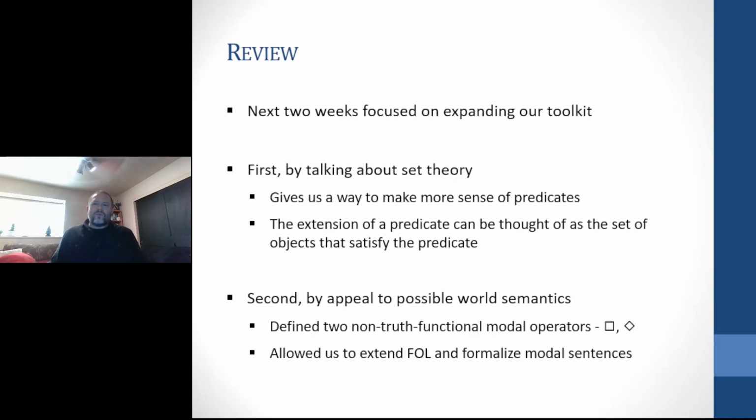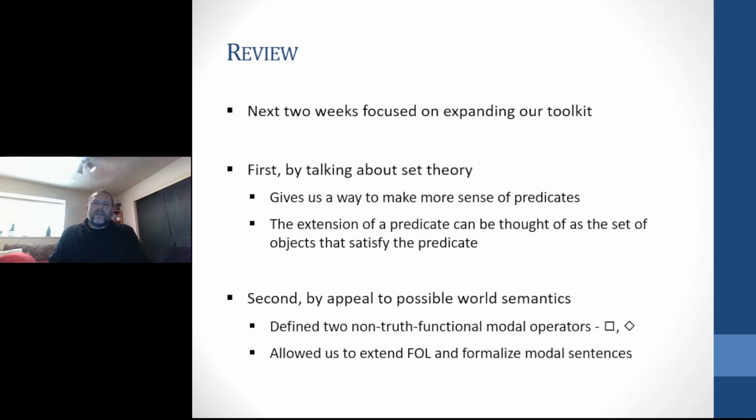Then the next 2 weeks, what we did is we expanded our formal toolkit. So first we did some set theory things, which helps us to kind of understand maybe what the meaning of a predicate is. So maybe it's a set. And also just gave us another formal tool that we can use more generally.